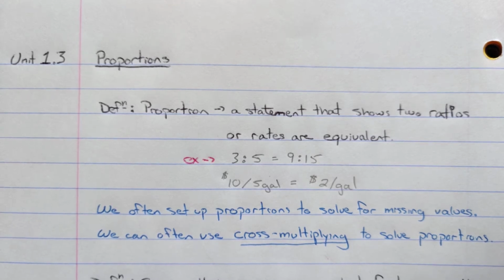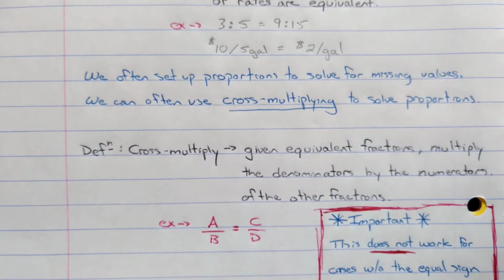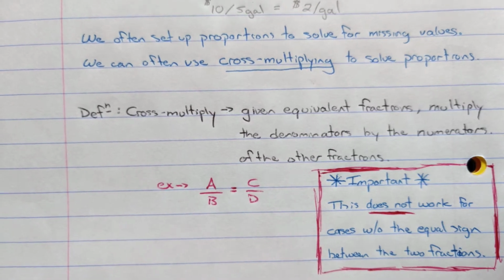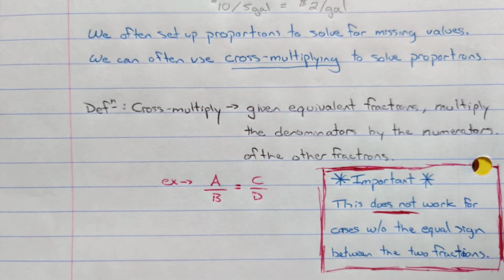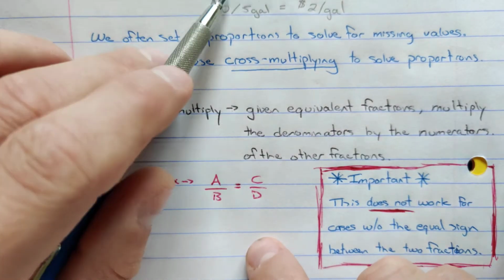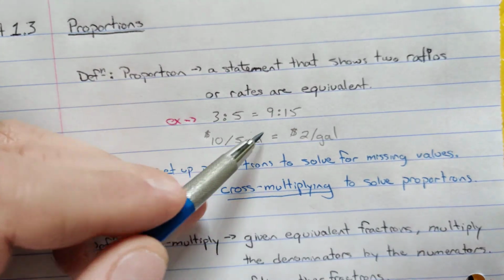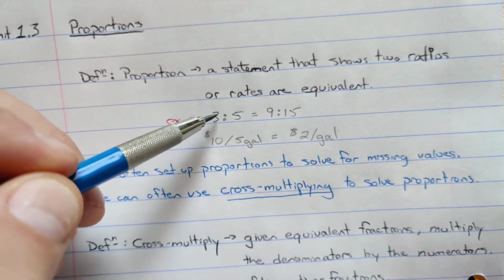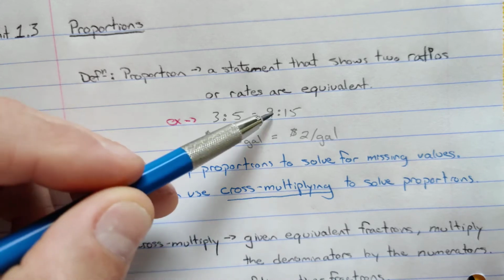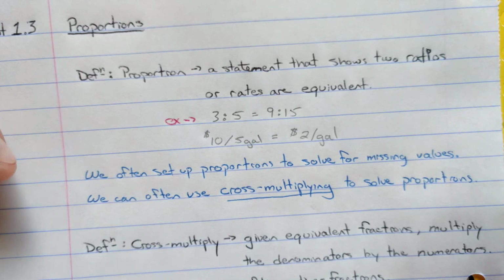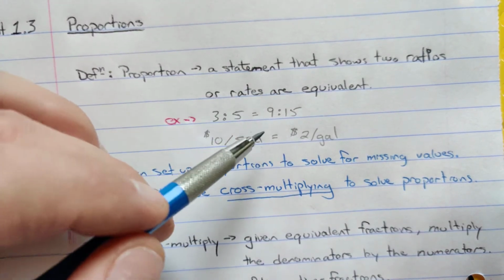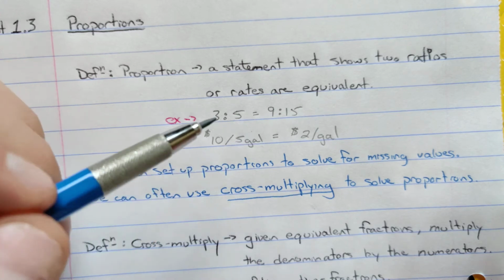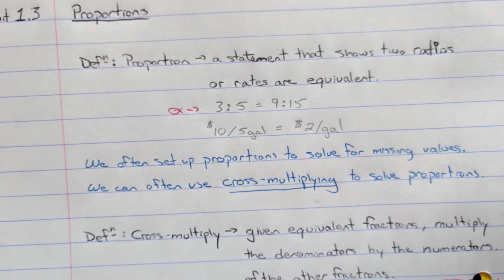And so when we're working with these proportions, we often set them up to solve for missing values, and we can use the concept of cross-multiplying to solve these proportions. This gets confused a lot, so do be careful with it and make sure you understand this. We can set up our rates as fractions. We can do $10 over 5 gallons. We can do $2 over 1 gallon. We can do 3 over 8 or 5 over 8 and 9 over 24 or 15 over 24, if these are part to part. If they're part to whole, then 3 over 5 and 9 over 15. But we can set those up as fractions.